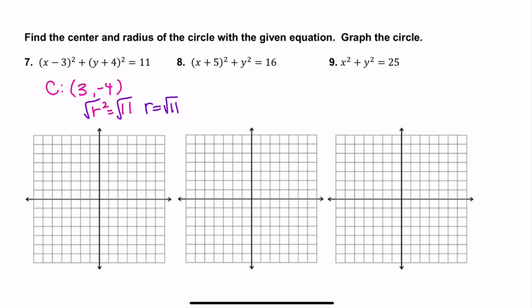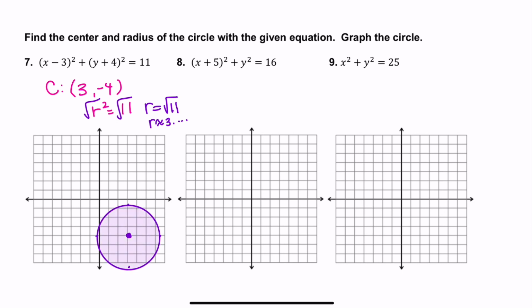Now we don't need a minus here because it's impossible to have a negative radius. Now the square root of 11 is a little more than 3. R is about 3 point something. So it's in between 3 and 4. So we're going to start with our center at 3, negative 4. We put our point, and then we're going to go a little more than 3 in all directions, up, down, left, and right. And then best we can, we're going to connect the dots into a circle.